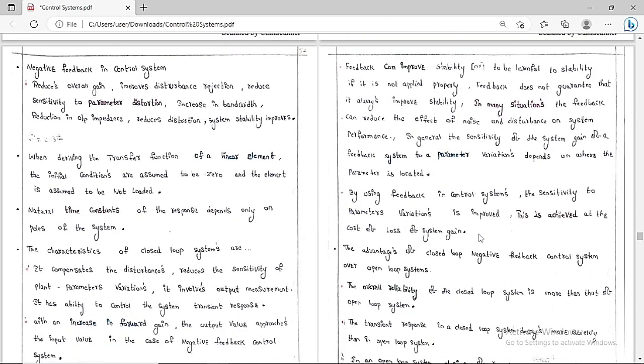The next point is negative feedback in a control system. We will discuss some important points regarding negative feedback in a control system. Suppose you are going to apply negative feedback in a control system, then what are the things that are going to happen, we will discuss now. Overall gain is going to decrease. I already told you, overall gain is nothing but G(s) by 1 plus G(s)H(s). Whenever you apply negative feedback, the overall gain is G(s) by 1 plus G(s)H(s). So definitely the denominator is going to increase, therefore the overall value is going to decrease.